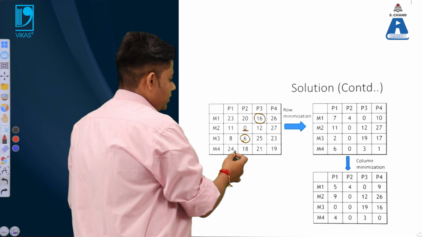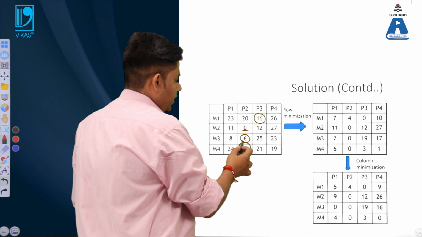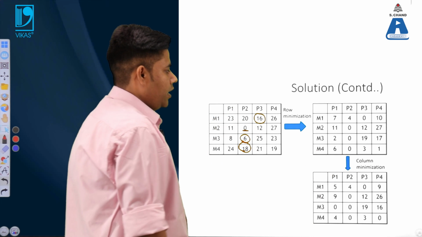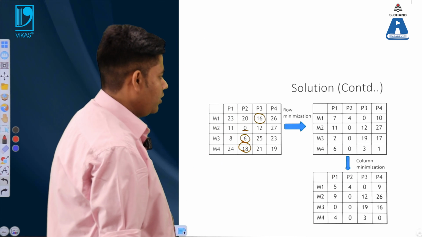And in the next row, we have this 18. So, 18 is to be subtracted from all the elements. We will get certain numbers. Now, then we will go with the column minimization.